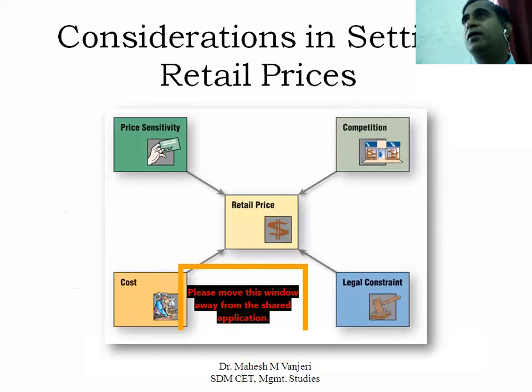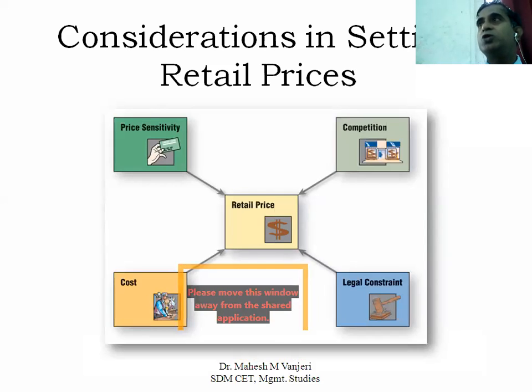The next topic in the chapter is considerations in setting retail prices. Try to understand that a retailer is an intermediary in the distribution channel.